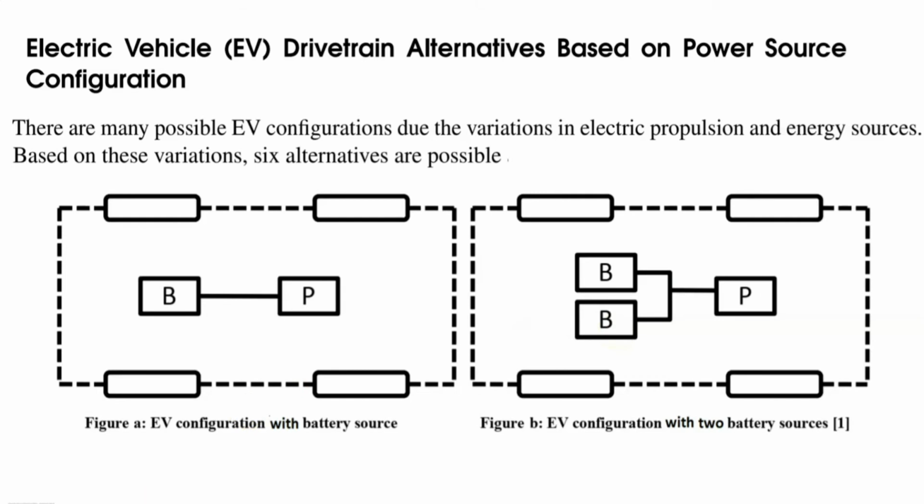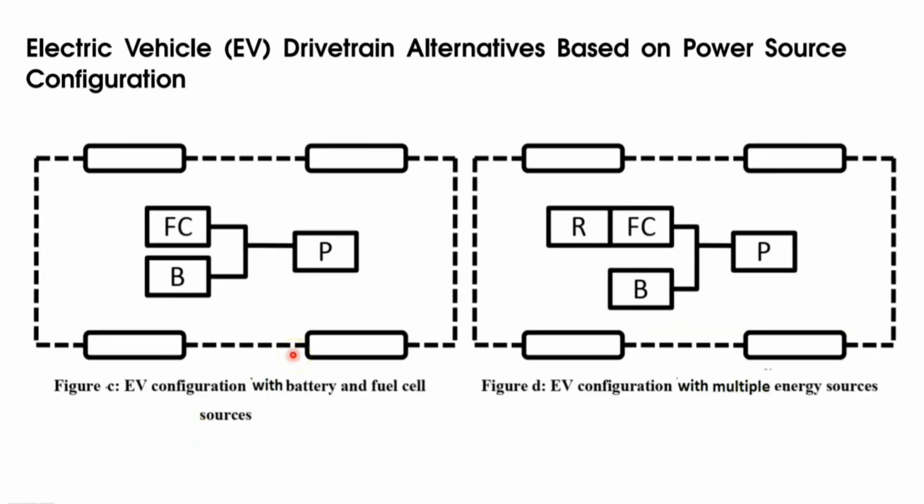So next is the third configuration, that is, the electric vehicle configuration with battery and fuel cell sources. Here the battery is an energy storage device, whereas the fuel cell is an energy generation device. That's the difference. Battery is used for energy storage and fuel cell is used for energy generation. Since the fuel cell can offer high specific energy but cannot accept regenerative energy, it is preferable to combine it with a battery with high specific power and high energy receptivity.